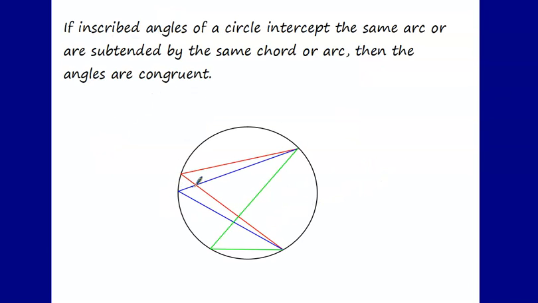If you have different inscribed angles, but they all end at the same endpoints on the circle, like these three angles here, then those angles are going to be congruent. So if they open up to the same spot, that means that they are equal.